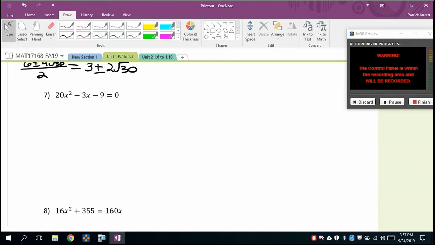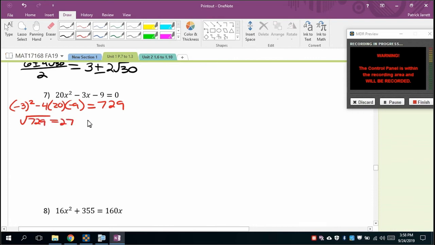All right, 2 more quadratics. So this one is already set equal to 0, so let's do the discriminant. I always like to do the discriminant of quadratics, whether or not I tell you to complete the square or factor. It takes just a minute. Negative 3 squared minus 4 times 20 times negative 9. We figure out that discriminant, and it is going to be 729. And if you take the square root of 729, you're going to get 27.